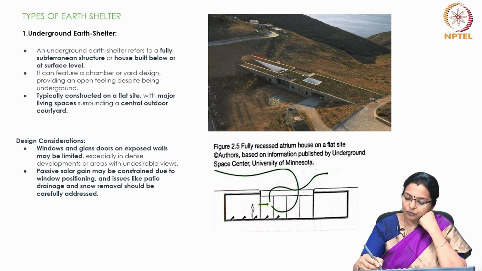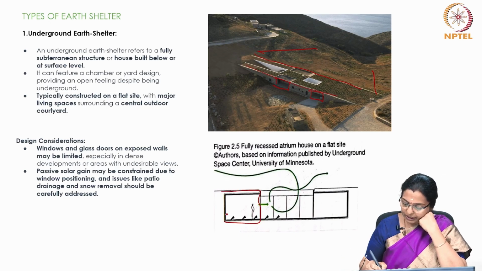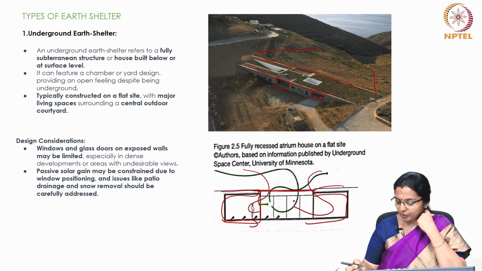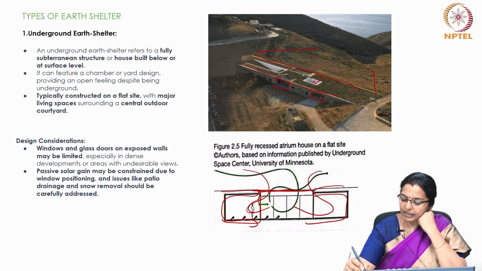where it is fully covered with soil on one side and then one surface is exposed, or it is fully inside the earth with only the atrium being exposed, and exposure to the outside is only through the atrium, something like this, through the atrium.